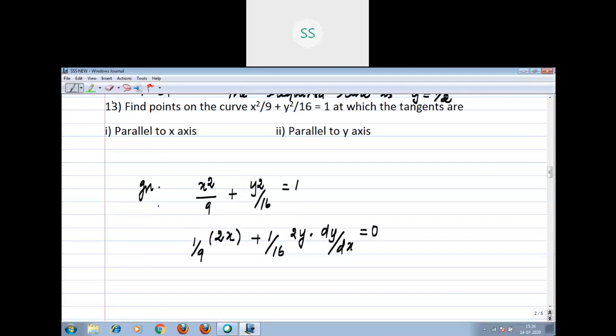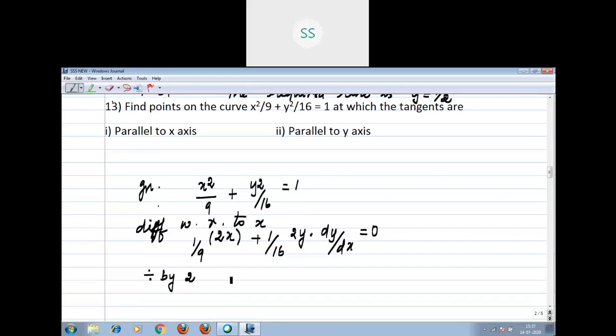You people understood? Am I right, children? Yeah, very good. 2x. Again, when you differentiate x with respect to x, what will you get? 1. So, I didn't write here. Differentiating with respect to x on both the sides. Now you see 2 is common, so you can divide by 2. Divide by 2. What will you get?